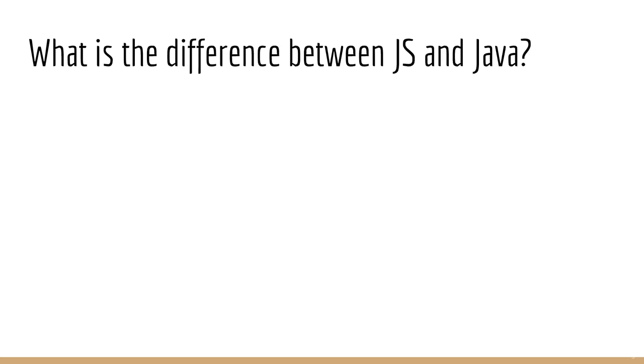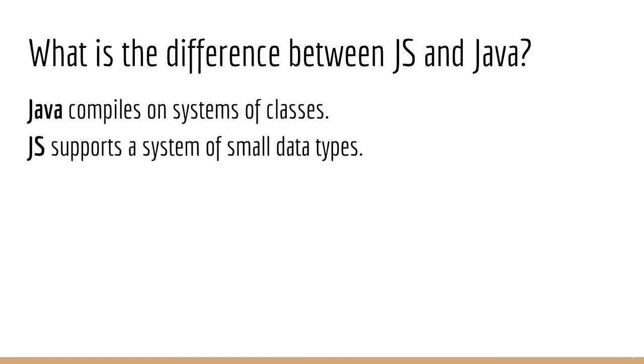Now, let's clear up a very common question. What is the difference between JavaScript and Java? Well, for one, they're two completely different languages. Now, we can get down to the nitty-gritty and unpack the computer science differences. For example, Java compiles on a system of classes, while JavaScript supports a system based on small data types representing numerics, strings, and true and false values.